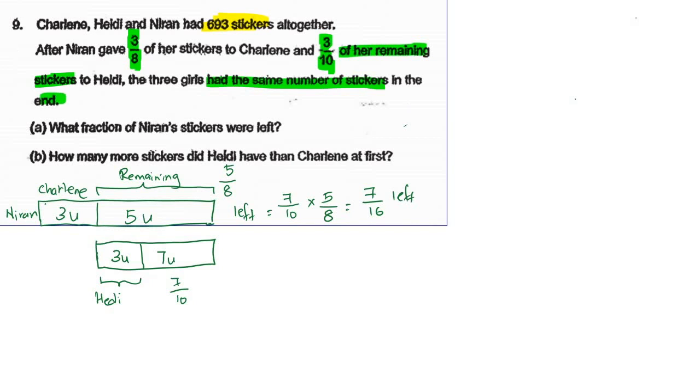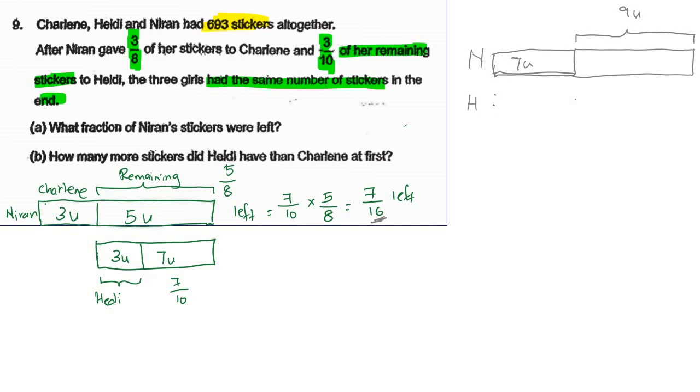So what it means is, in this case, I draw a new model. And we'll have 7, right? Over here is the rest. Because total I have 16, so here will be 9 unit. Because total here is 16. And I know that all the 3 girls have the same number of stickers in the end. In the end, this girl has 7 unit left. So it means that this person here also has 7 left, Hindi.